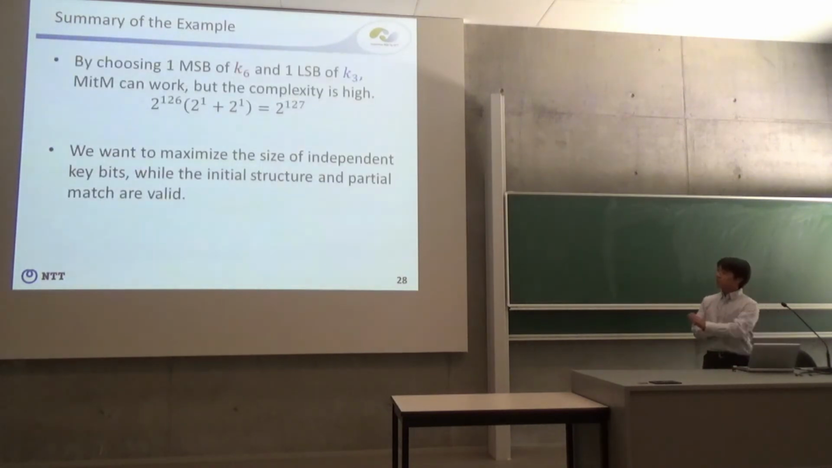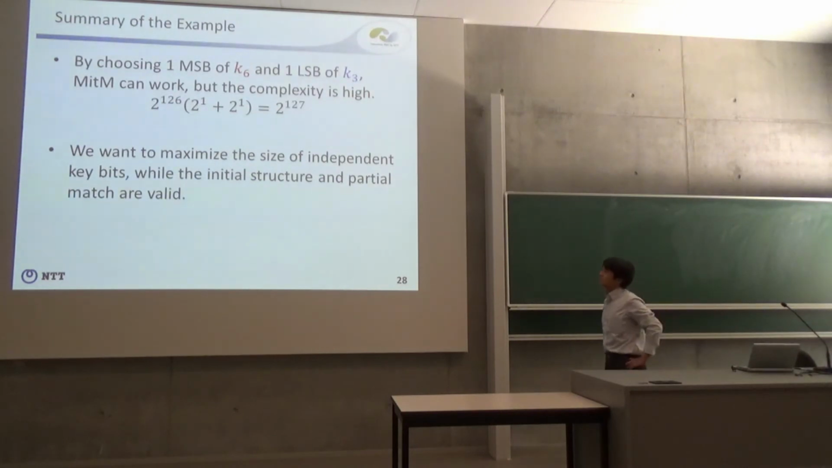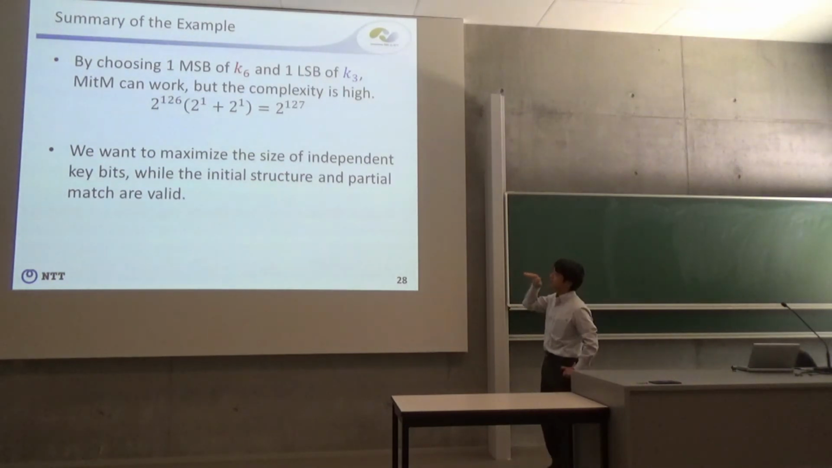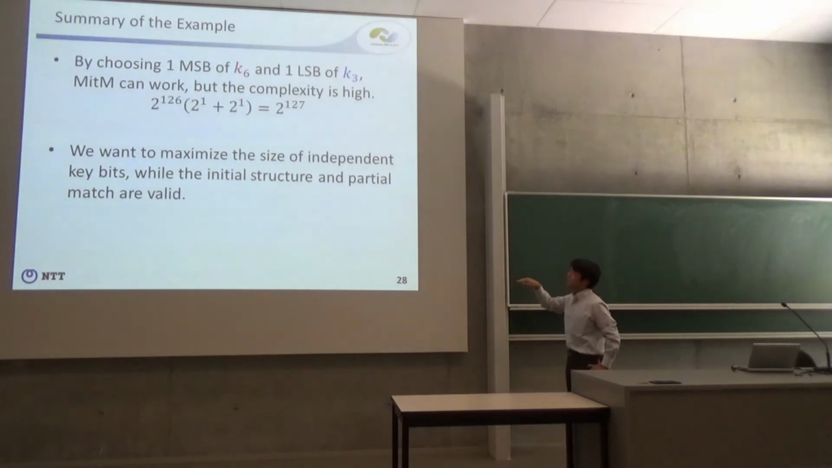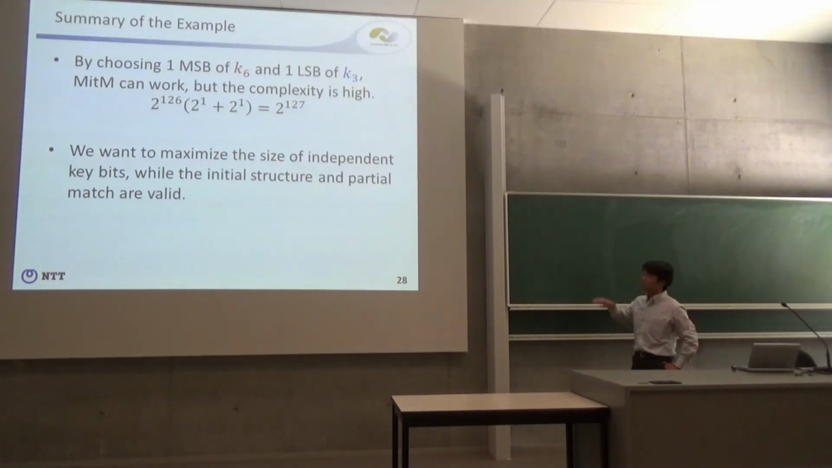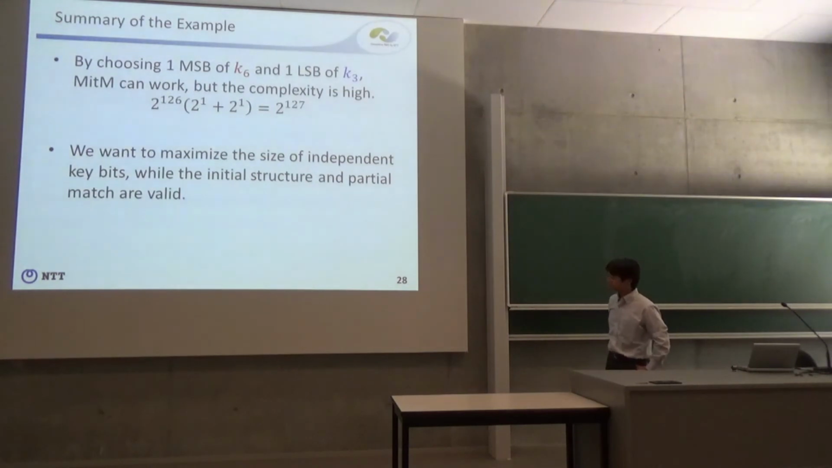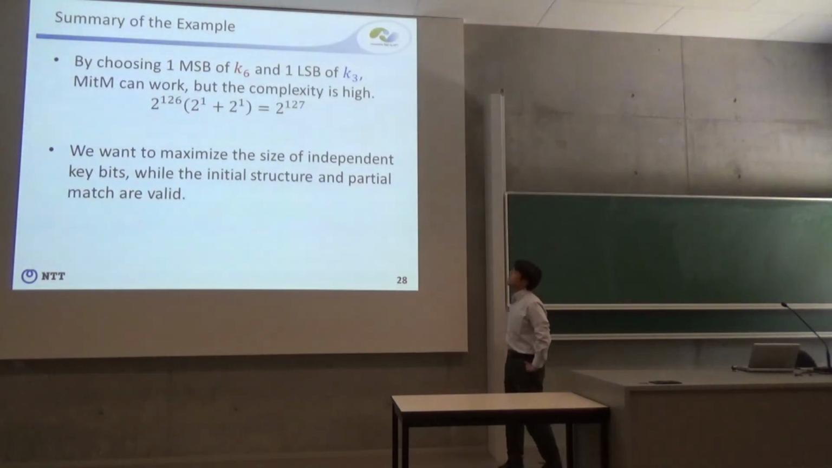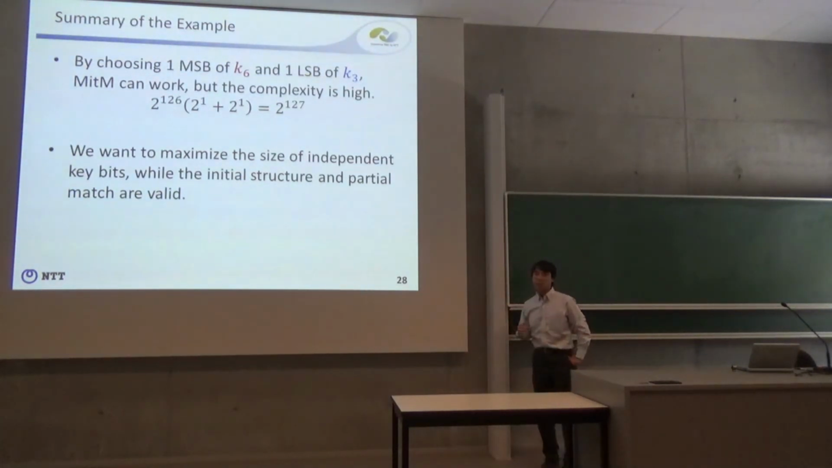Okay, so this is a summary of this example. By choosing 1 MSB of K6 and 1 LSB of K3, the meet in the middle attack can work. So this is good information, but the complexity is very high, because we first have to guess all the other dependent bits. That's 126 bits. So it's already 2 to 126, and then the minimum of the independent qubit size is added. So the complexity is 2 to 126. Okay, so now we want to maximize the size of independent qubits while the initial structure and the partial match are valid.